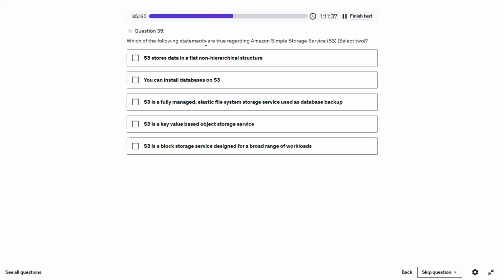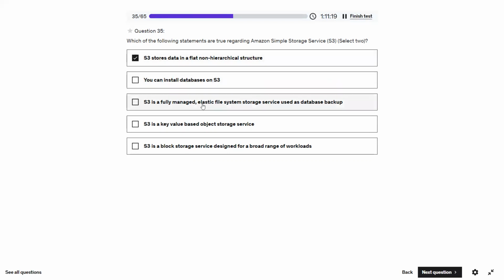Which of the following statements are true regarding S3? S3 stores data in a flat non-hierarchical structure. Definitely correct. It doesn't store in a hierarchical format like this is the parent, this is the child. No, it is non-hierarchical. And you can install a database. Wrong.